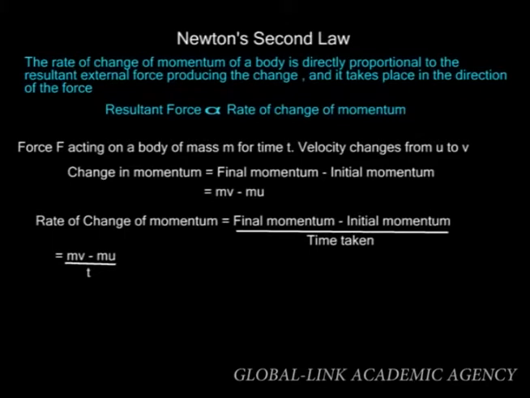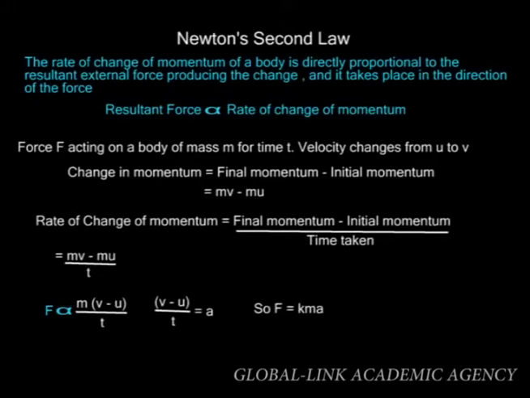From Newton's second law, force is proportional to the rate of change of momentum, that is F is proportional to (mv minus mu) over t. Factorizing the right hand side, F is proportional to m times (v minus u), everything over t. But then (v minus u) over t is equal to acceleration, and therefore force is proportional to mass times acceleration. So F is equal to kma, where k is a constant.